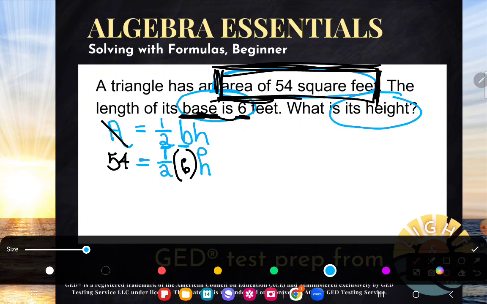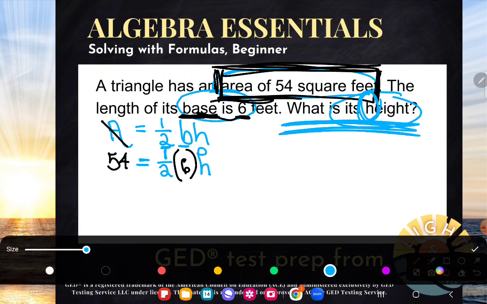Now, why did the H stay an H? Because that's what I don't know. Read this. It says, what is its height? The height here is unknown. And so I get this equation: 54 is equal to 1/2 of 6 times H. Now, what am I going to do with something like that?